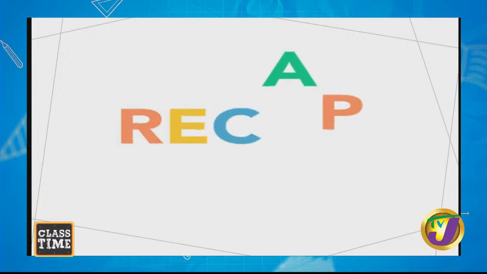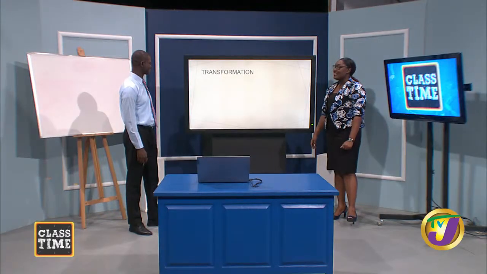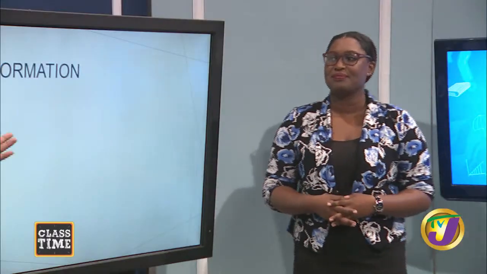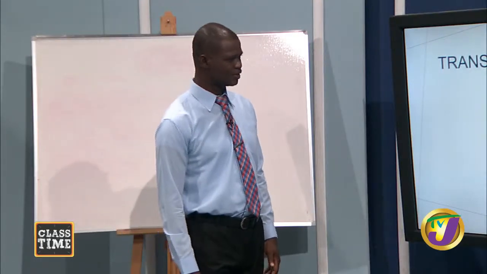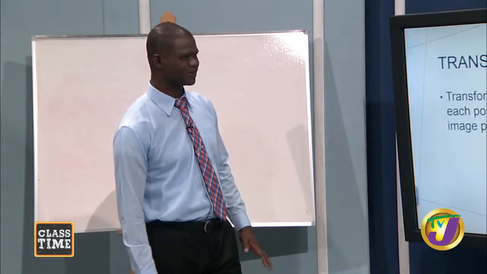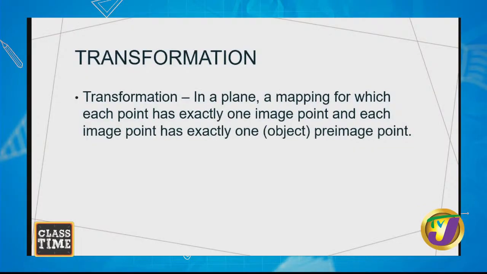All right, recap time. In yesterday's lesson, they would have looked at some transformation. What's transformation? Although this was done yesterday, just recapping, a transformation in a plane is a mapping for which each point has exactly one image point, and each image point has exactly one object or pre-image point. So only one object point, one pre-image point. Let us see how that works out.